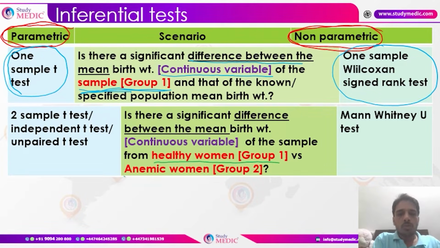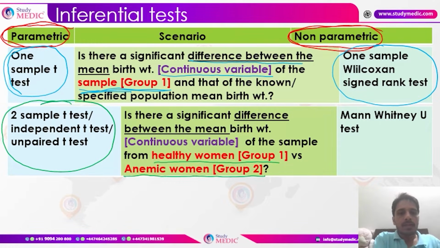Now these two groups, healthy women and the anemic group, are independent of each other. They are mutually exclusive groups. They are not related. They are unpaired groups. In such a case, if the birth weight is normally distributed, we use what is called the unpaired t-test, also called the independent t-test, also called the two sample t-test. When the assumptions are not met and the population is not normally distributed, the non-parametric equivalent is the Mann-Whitney U-test.